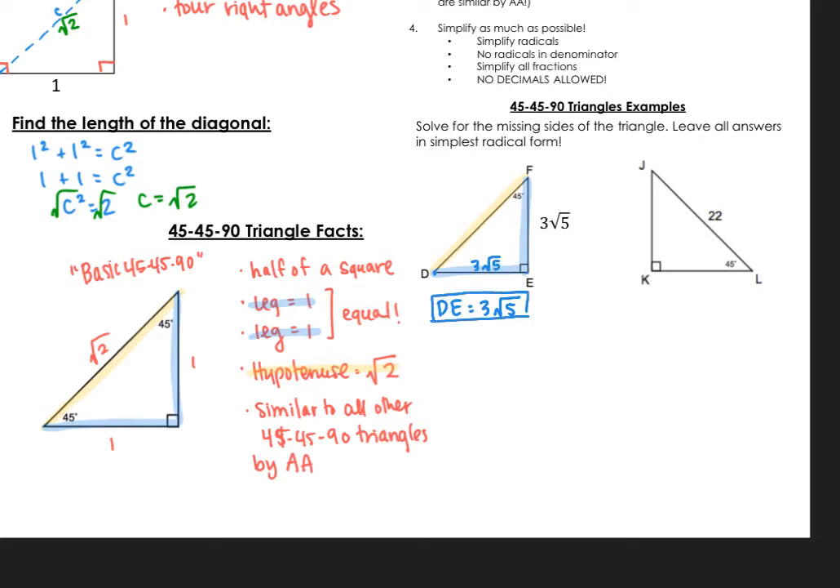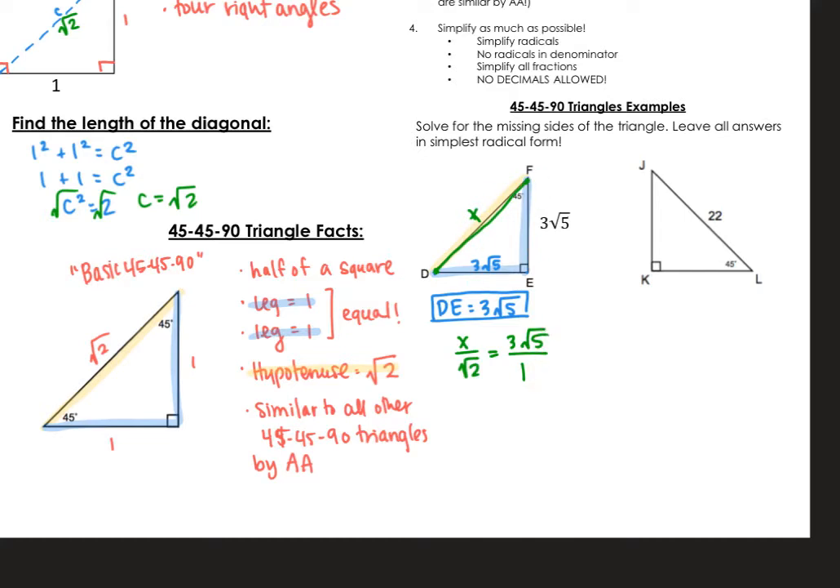And then we also need to solve for DF, which is this side right here. So in order to solve for DF, I'm going to go ahead and call that X. And I'm going to match up my sides. So that's a hypotenuse, so that needs to match up with the hypotenuse of my basic 45, 45, 90. So it's going to be X over square root of 2 equals, and then we're going to use the leg. So 3 square root of 5 over 1. So I matched up hypotenuse over hypotenuse equals leg over leg. Just like with similar triangles, we need to make sure if we start with this triangle in the first ratio, we need to make sure we start with this triangle in the second ratio.